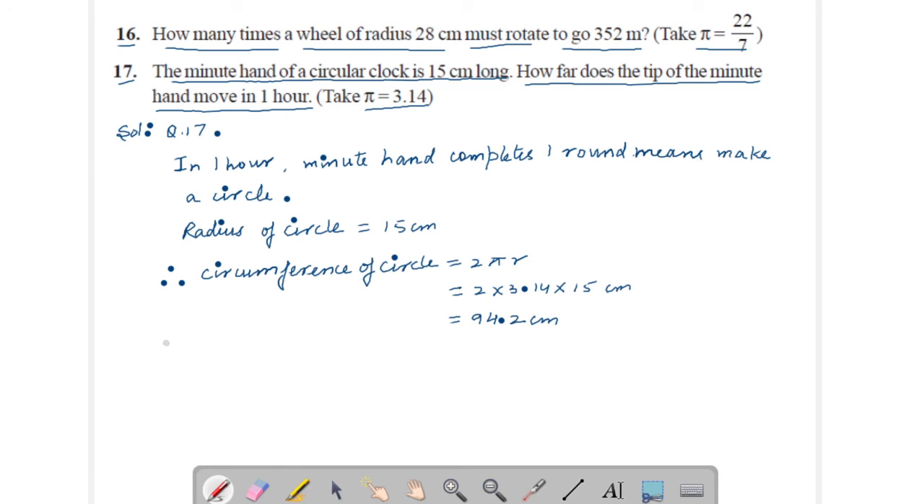Therefore, the tip of the minute hand moves 94.2 centimeter in 1 hour.